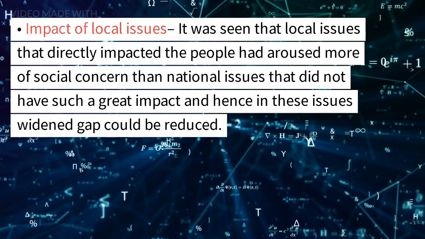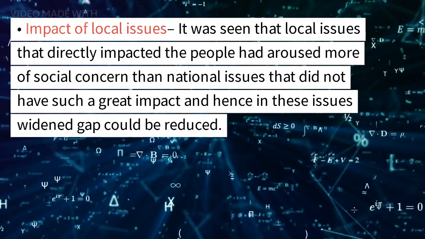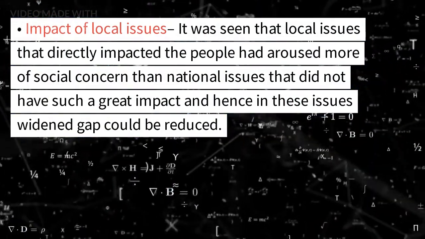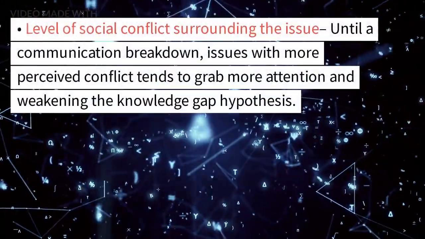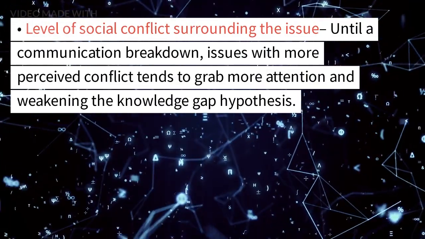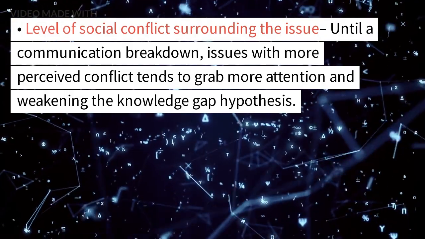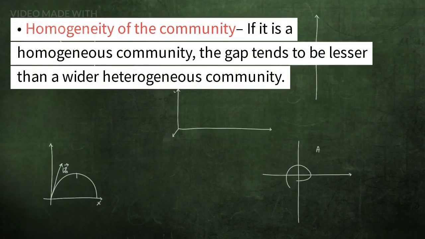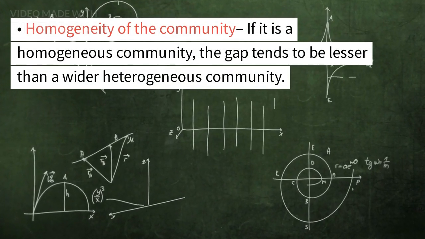It was seen that local issues that directly impacted the people aroused more social concern than national issues that did not have such a great impact, and hence in these issues the widened gap could be reduced. Level of social conflict surrounding the issue. Issues with more perceived conflict tend to grab more attention, weakening the knowledge gap hypothesis. Homogeneity of the community. If it is a homogeneous community, the gap tends to be lesser than in a wider heterogeneous community.